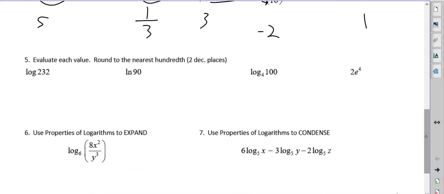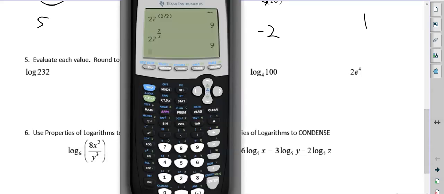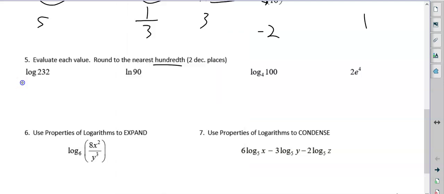Now these you're going to use a calculator. Notice it says round to the hundredths place. So we get our calculator. And this one doesn't have a sub, it's just 10, so we can just hit the log button and 232. Now notice that's 2.3654. Just write a few numbers down. The hundredths place is right here, which means the 5 is going to tell the 6 to go up.